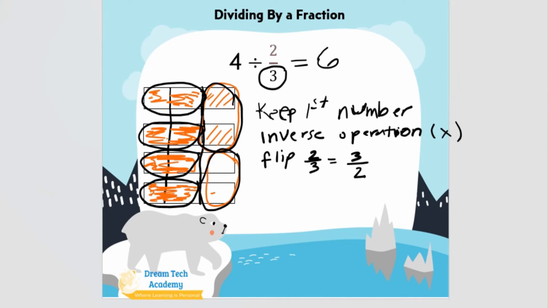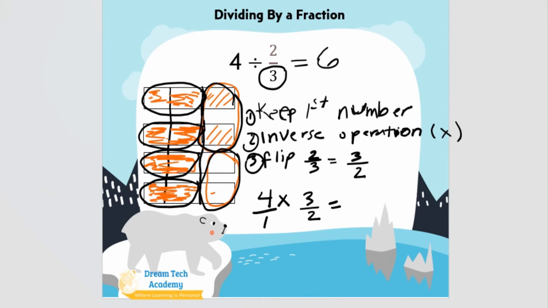So let's follow along with my steps. Step 1 is keep first number. So 4. Step 2 is to use the inverse operation. So we have division, so that means I'm multiplying. And step 3 is to flip the fraction, so now it changes to 3/2. So we already learned that a whole number can be a fraction, right? So I can make this whole number a fraction without changing the value by putting it over 1. 4 divided by 1 is still 4.